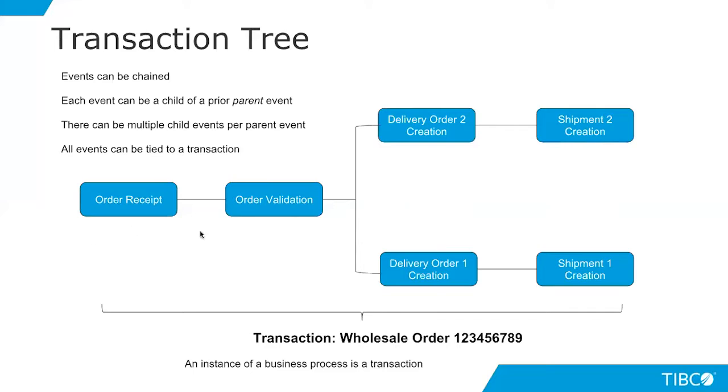In the end, all of these audit events are tied to a single umbrella, a single transaction ID, which is wholesale order 1, 2, 3, 4, 5, 6, 7, 8.